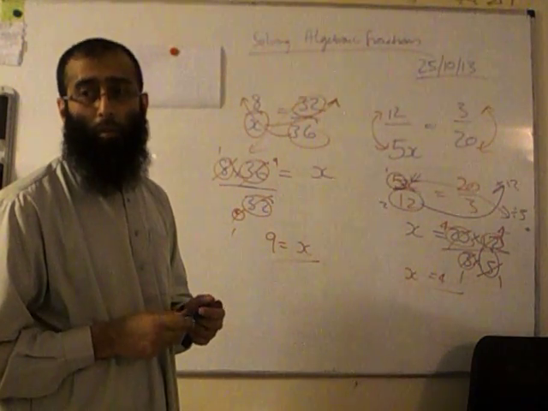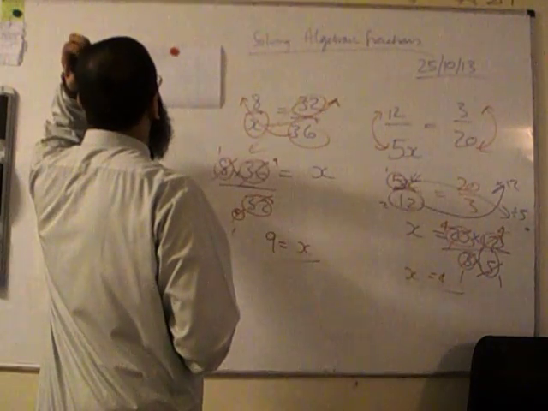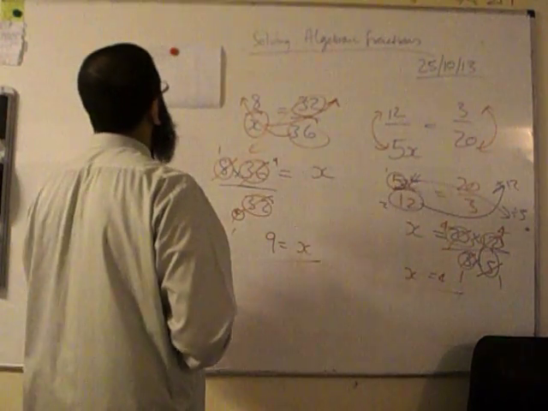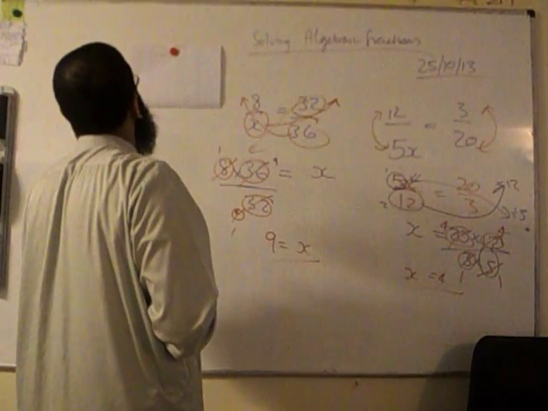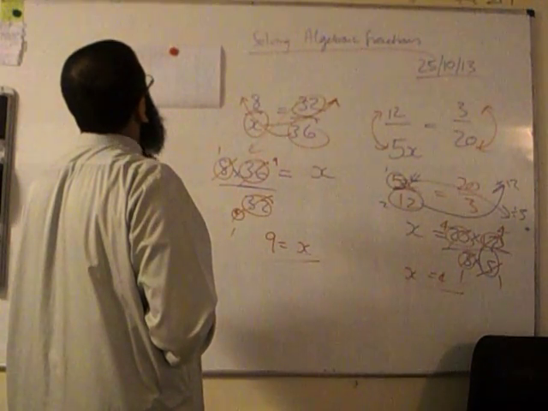Okay. Now what I'd like you to do, folks, for your question, I want you to have a go at the third question, please, which is 10 over 3x equals 2 over 27. Have a go at that question before we go on to the next type of question.